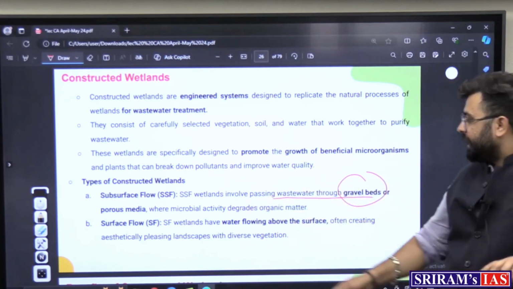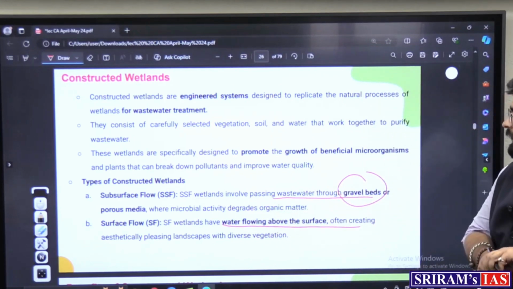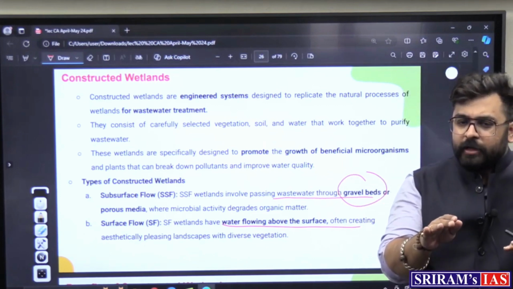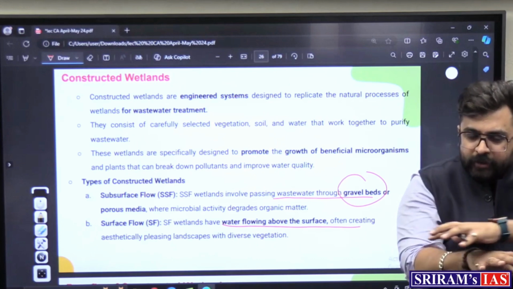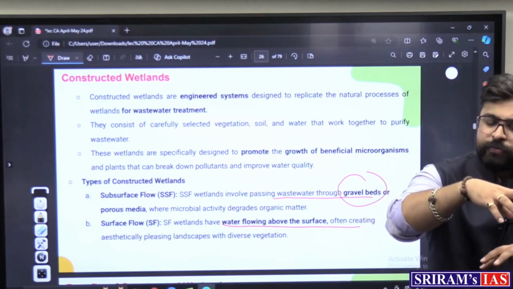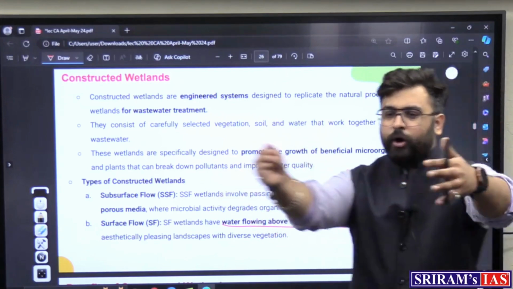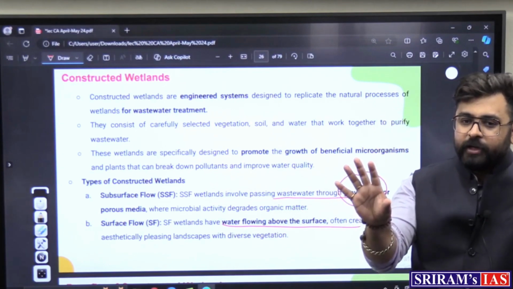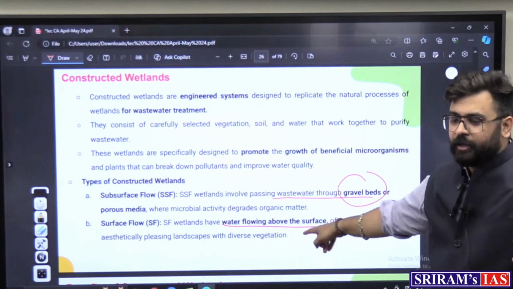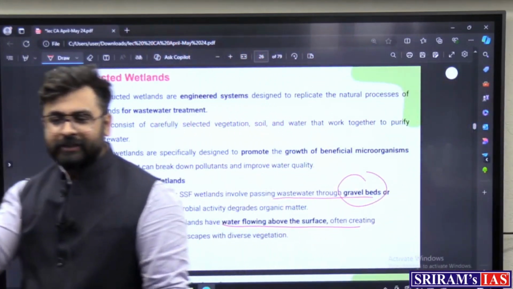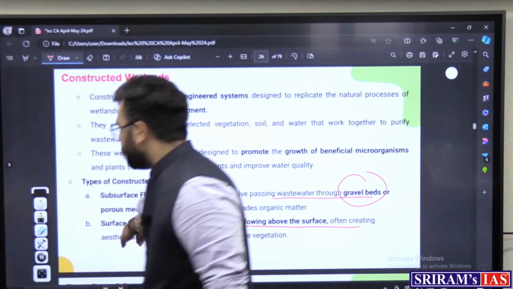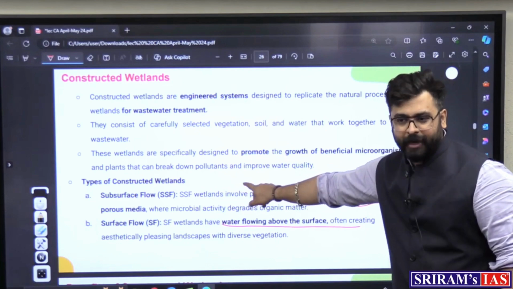Then surface flow constructed wetlands have water flowing above the surface, often creating an aesthetically pleasing landscape with diverse vegetation. Subsurface flow generally is not visible on the surface, the water flows not at the surface but at the lower levels, below the surface. But surface flow will be like a regular wetland that you see with your eyes. You stop a good amount of water in some industrial area, so that if the water is clean, it will act as a constructed wetland. Nature also creates these: swamps and bogs are subsurface wetlands, and lakes and rivers are examples of surface flow. The only difference is that this is constructed by man, and that is naturally occurring.